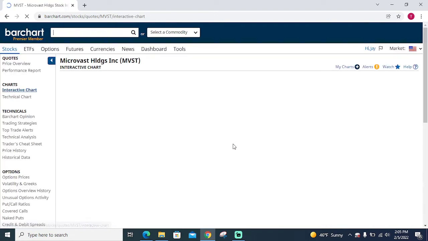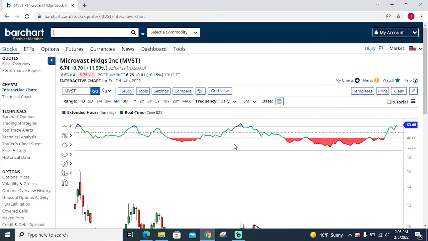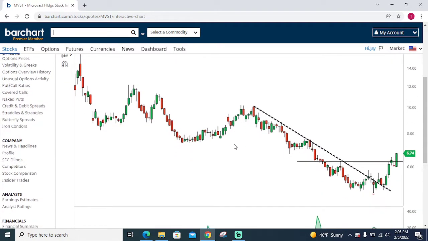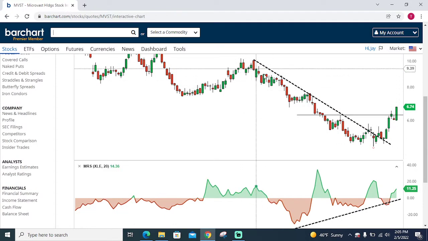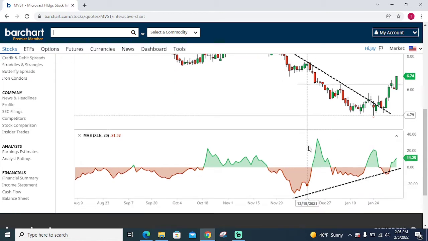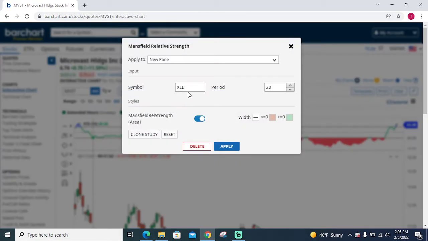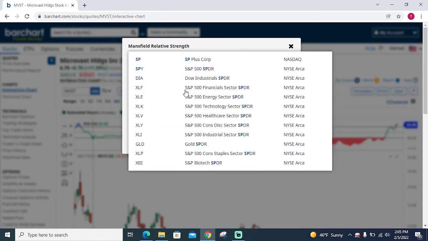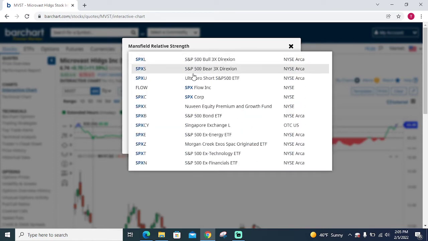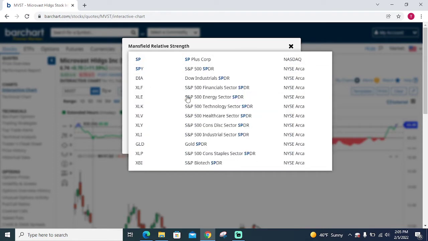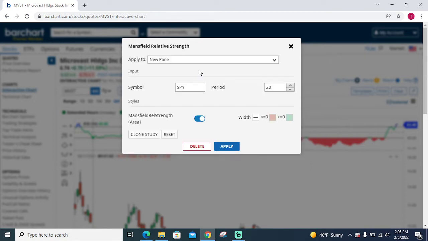Let's dive into the chart. That's what I'm always big on. Just want to jump into this. You can see here, got a solid downtrend, broke out of the downtrend, came up. We can see here relative strength. I'm comparing that to XLE. That was just something I had for something else. Put SPX in there, or we'll put SPY. That'll be better. Right there. So you can just get a sense of kind of what it is.